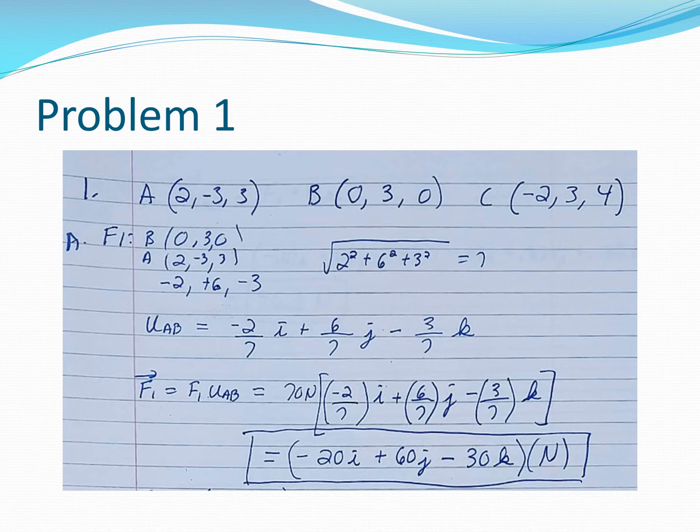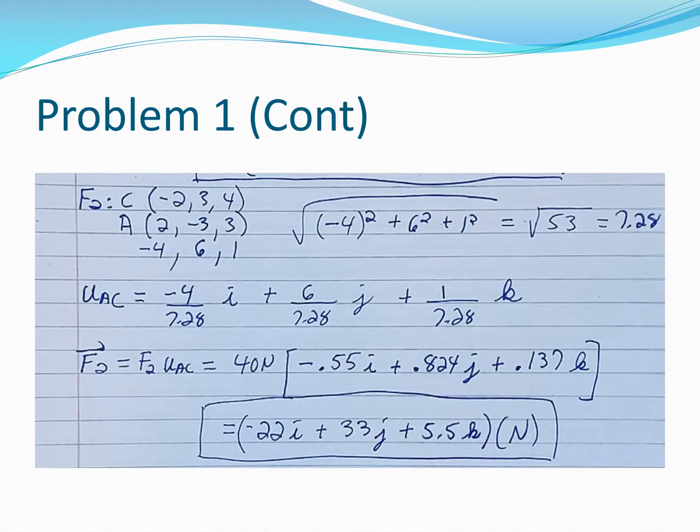So in this case, I did this for the first one. F1 acts along the line AB, and the other one acts along the line AC. You can see the steps that I did here. Same thing, repeated. This one acts along AC. That gives us F2. Again, these are both in Cartesian or rectangular form, right? X, Y, and Z pieces.